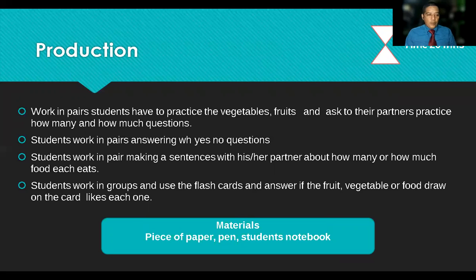Students work in pairs answering WH questions and yes/no questions. Students work in pairs making a sentence with their partner about how many or how much food each eats. Students work in groups and use the flashcards and answer the fruit or vegetable drawn on the cards, one each. Materials: piece of paper, pen, the student's notebook, it depends.